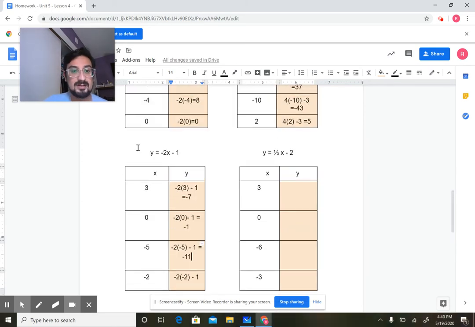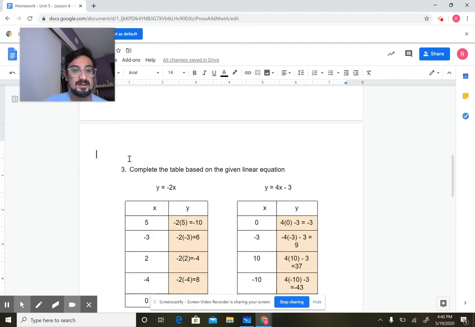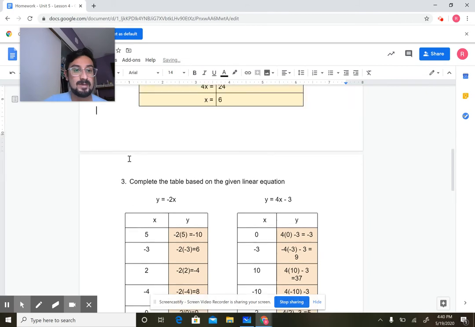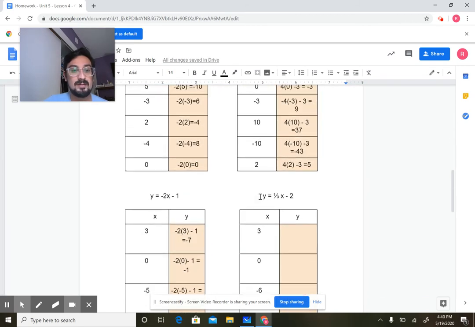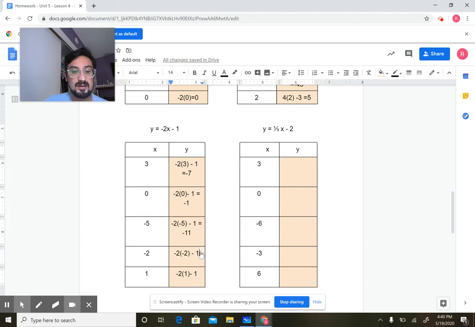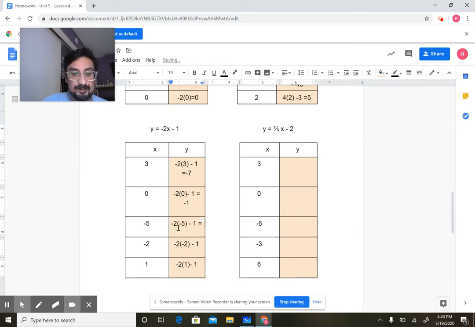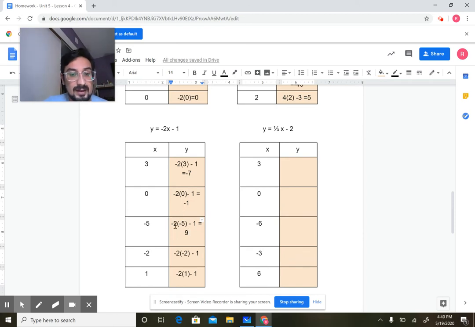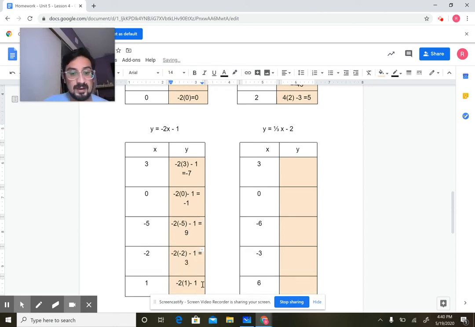And I'm running out of space. See if I can steal space up here. So this would be equal to negative 2 times negative 2 would be positive 4. This one's not right. It would be 9. Negative 2 times 5 is negative 10. Negative 10 minus 1 is negative 11. So positive 4 minus 1 would be 3. And then this would be negative 3.